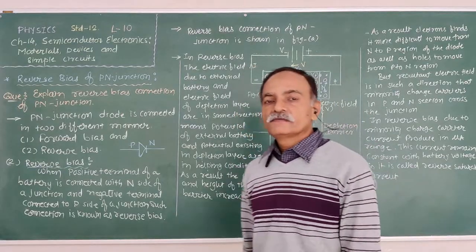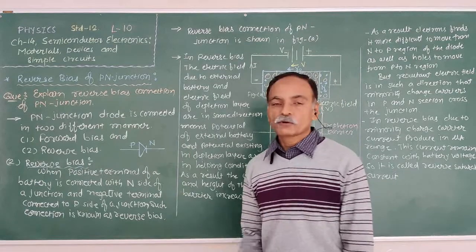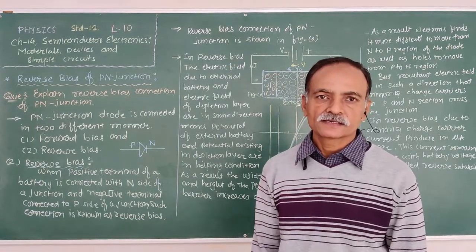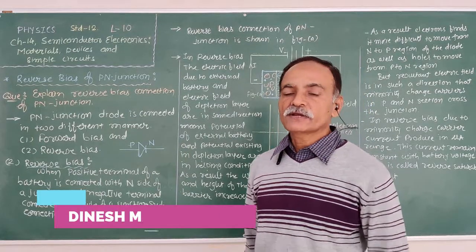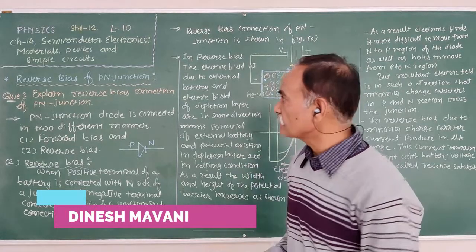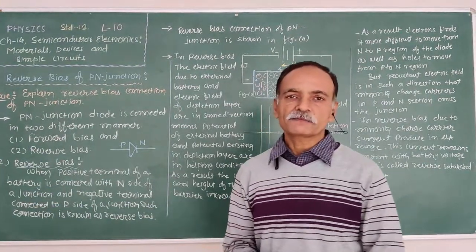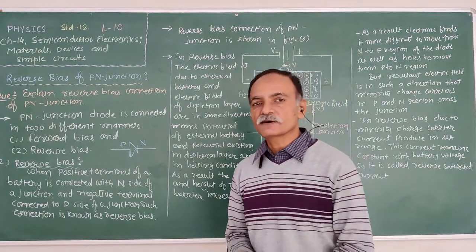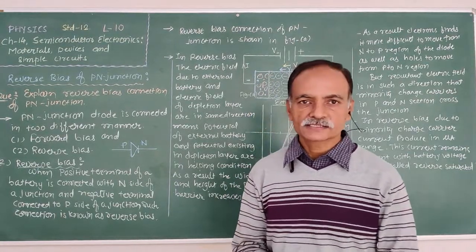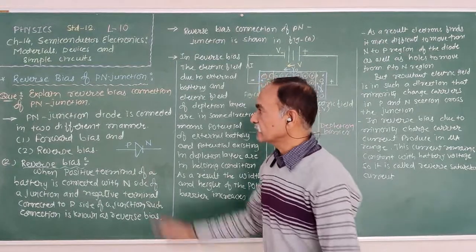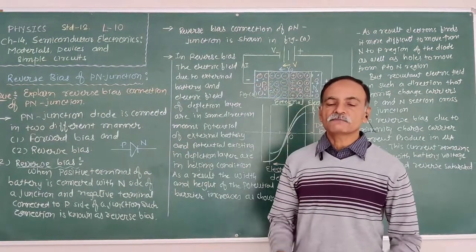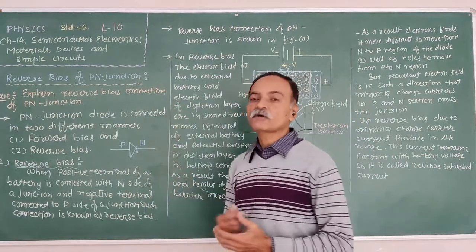Friends, we discussed the forward bias of a PN junction. Now we are going to start our discussion about the reverse bias of a PN junction. What is the reverse bias of a PN junction? Already we discussed the definition of the forward bias. Now the question is: explain the reverse bias connection of a PN junction.